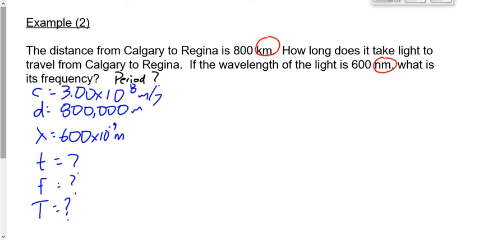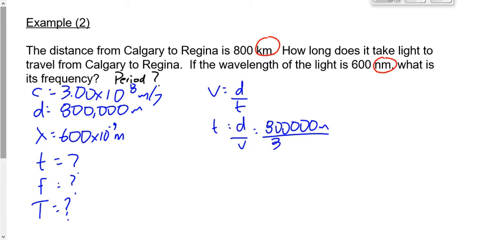Okay, let's do the first one here. Solve for the time. We're going to say v is equal to d over t, or t is equal to d over v. D is 800,000 meters divided by v, which we said is c, whatever you want to call it, 3 times 10 to the 8 meters per second. I solve for time there, works out to be 2.67 times 10 to the negative 3 seconds.